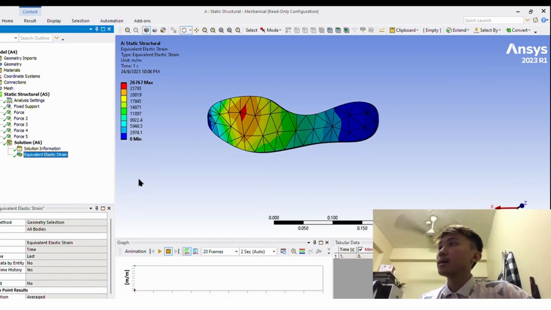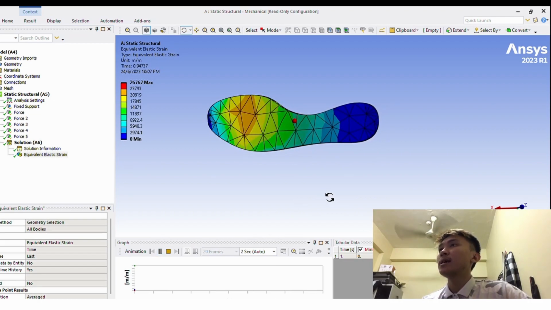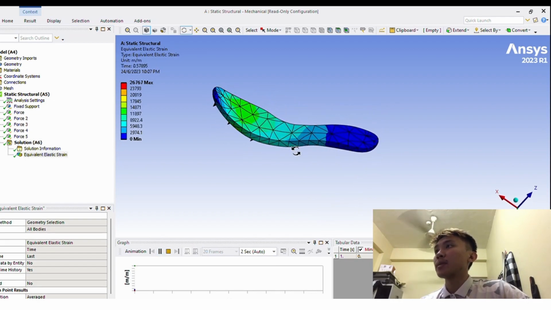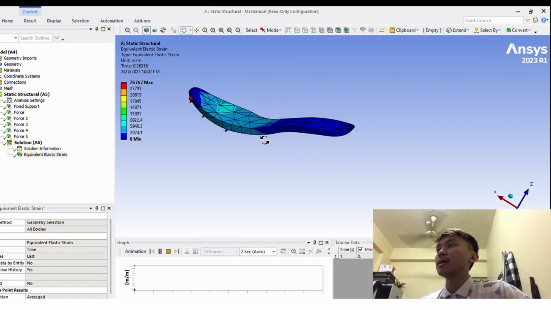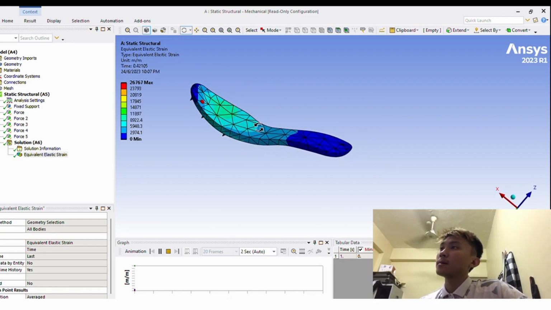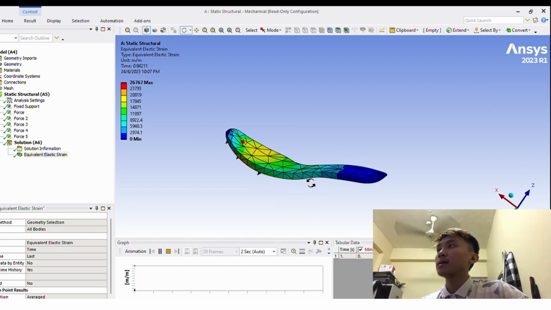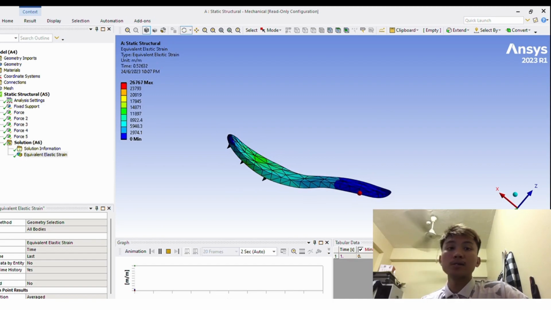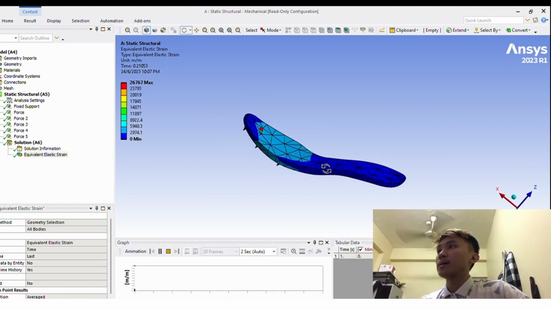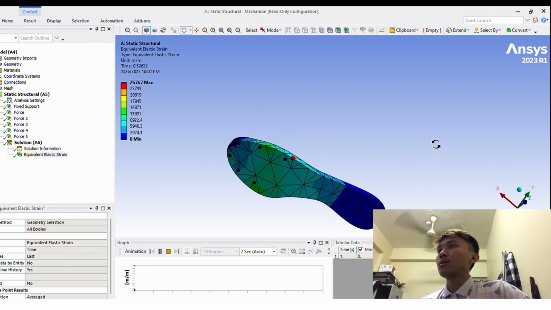For this one, this is our second sole, which is the 15 degree sole. As you can see here, the stress is more to the front of the sole, and the critical stress occurs at the spike of the sole, which is this one. The red one is the stress that occurs. That's all from me. Thank you.